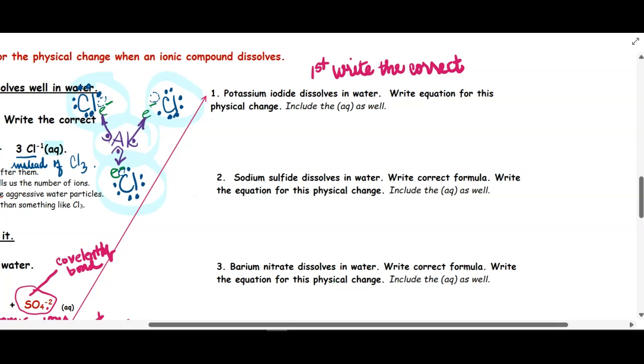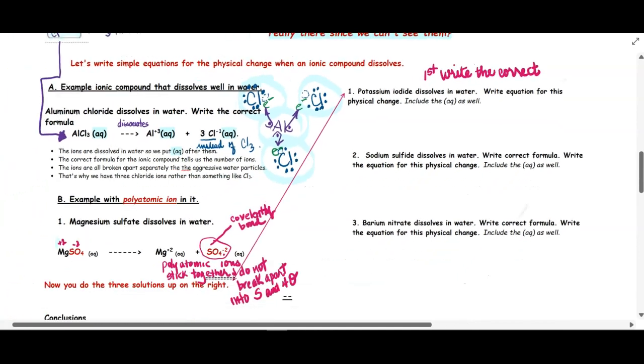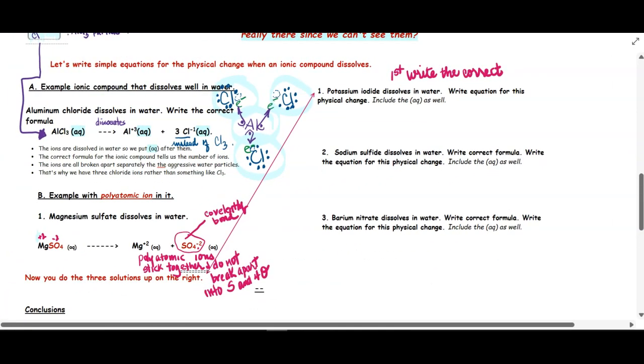All right, I want you also to get used to using the aqueous because it's kind of a state of matter thing. When you put aqueous after something, it means it's dissolved in water, which is totally different than it just being a solid, right? The second one is sodium sulfide dissolves. Write the correct formula and write the equation for the physical change following exactly what we did here.